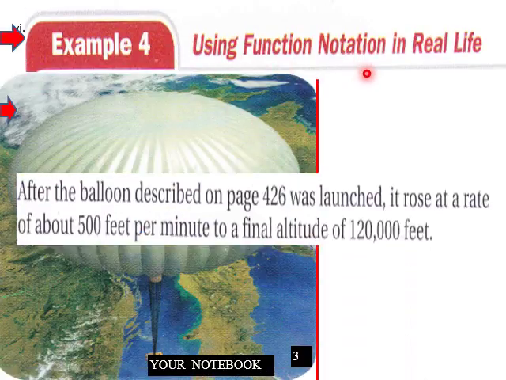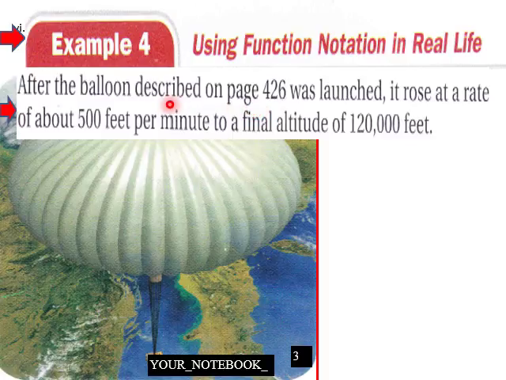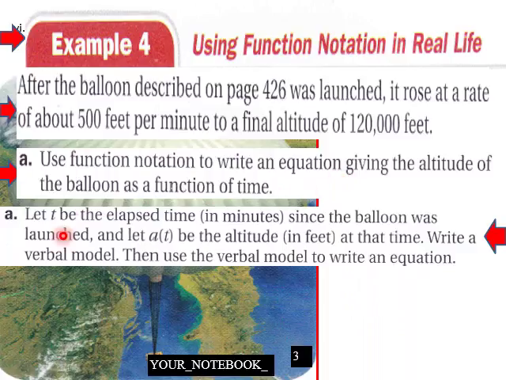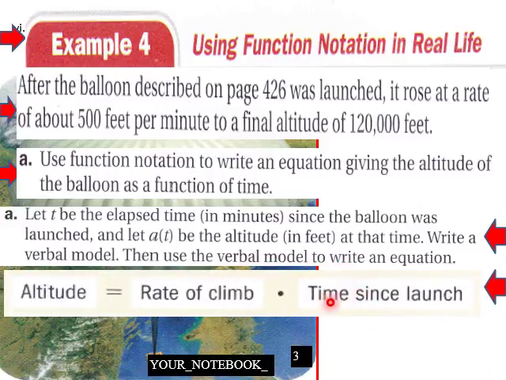Example 4, using function notation in real life. A balloon rises at a rate of 500 feet per minute to a final altitude of 120,000. Use function notation to write an equation giving the altitude of the balloon as a function of time. Let t be the elapsed time in minutes since the balloon was launched, and let a of t be the altitude in feet at that time. Write a verbal model, then use the verbal model to write an equation. So altitude equals rate of climb times time. So the rate times time. And our rate is what, 500 feet per minute?